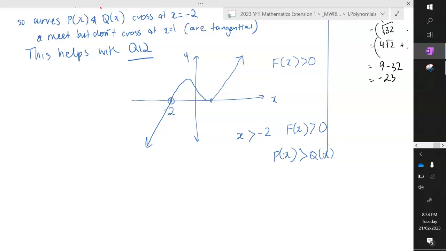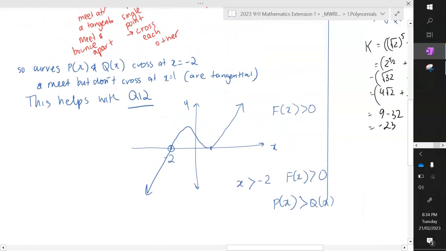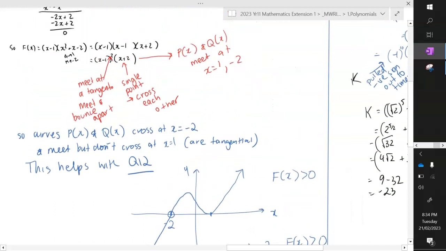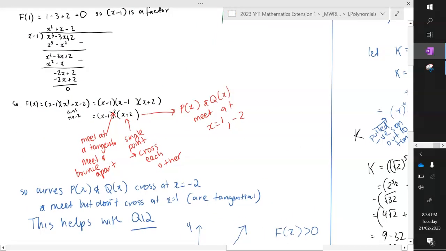So hopefully that helps you out with that question, and it should help you understand question 12. So when you factor the difference, if we've got one single root, that's where they're going to cross. If we've got doubles or cubics, they're going to meet at tangents at that point. So they'll still touch, but they won't cross at that point, those two curves.